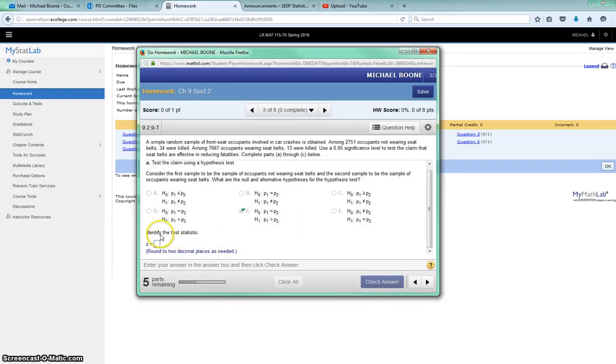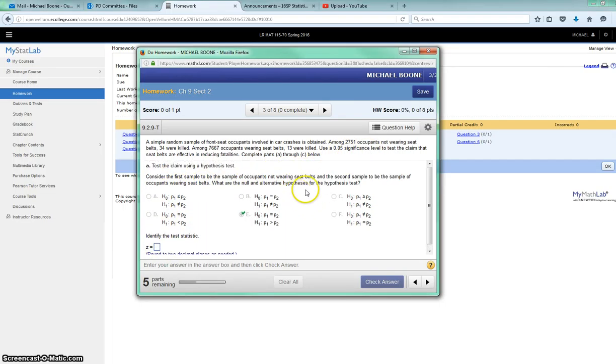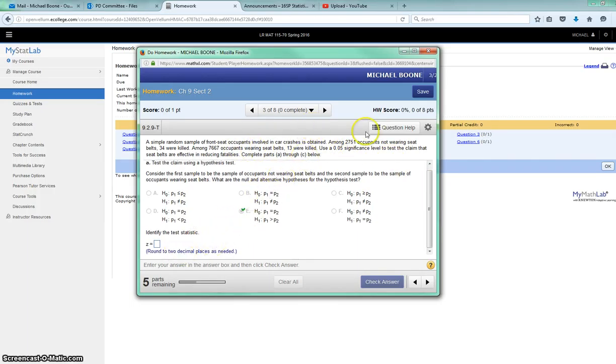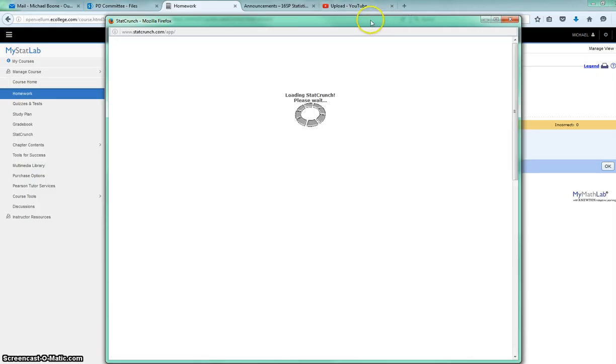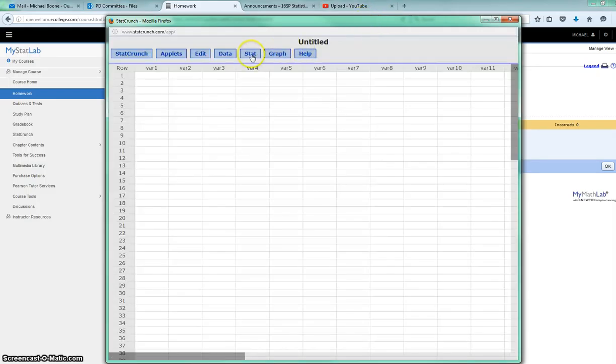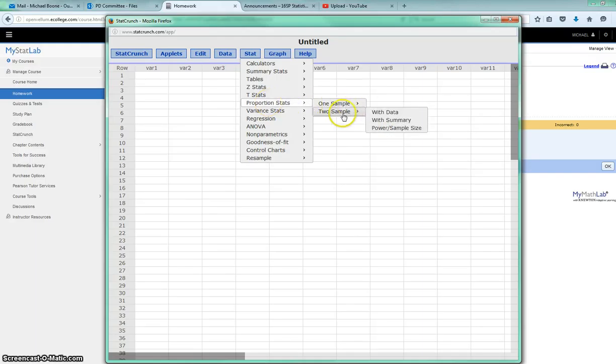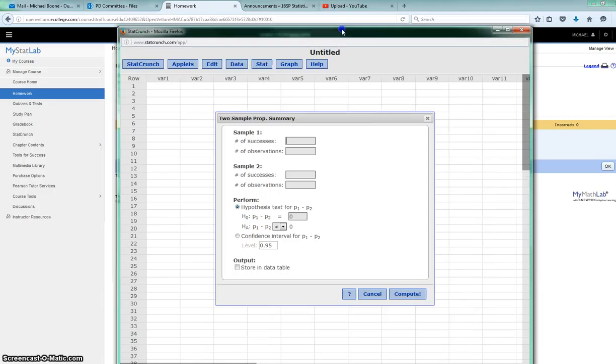So we want to identify the test statistic. When we're doing this, we have very large samples, right? We have the data here from our samples. And so when we go looking at our proportions, let's do this in StatCrunch. Again, you can do this in your TI, or you can do it by the formulas that the book provides. I'm going to use StatCrunch. Proportion stats, we have two samples, and we have a summary of the information.